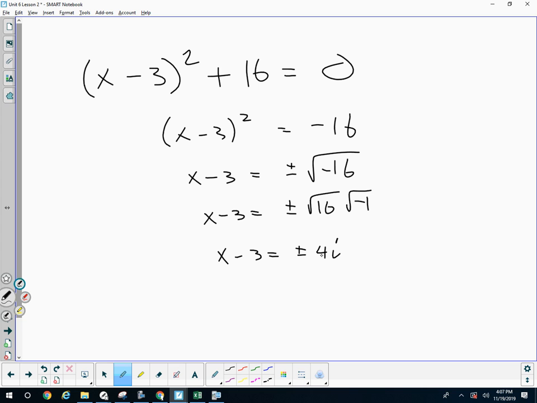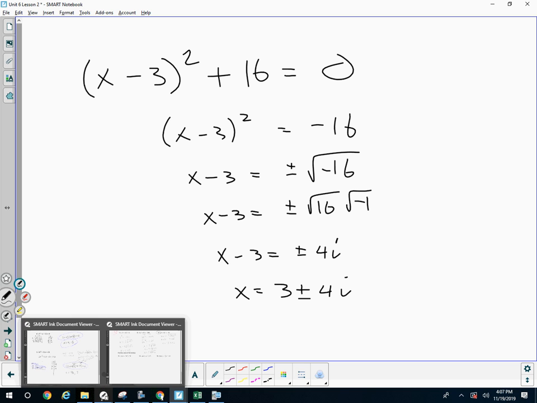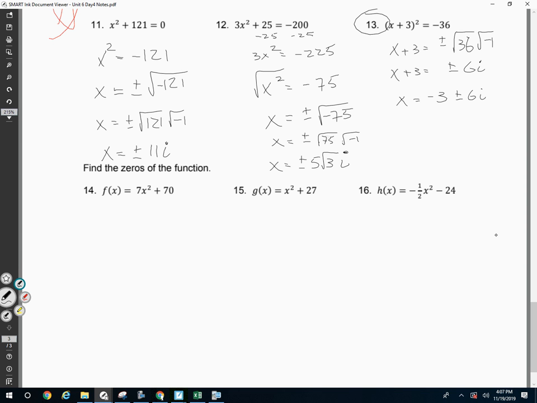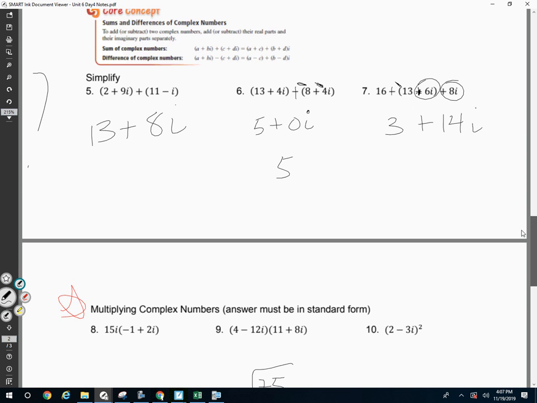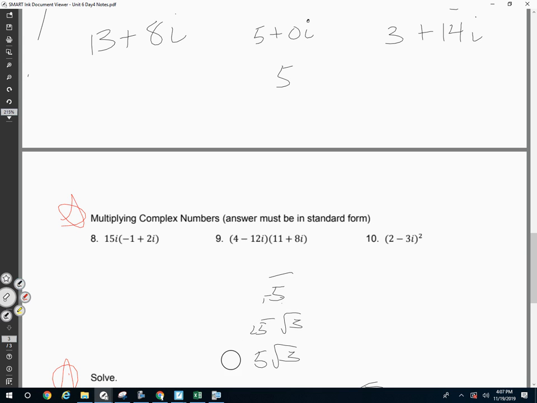Okay, so I get plus or minus 4i. I add 3. I get 3 plus or minus 4i. Okay, cool. All right, let's go back. Unfortunately, we need to do this. I wish this was not included. This is my bad.